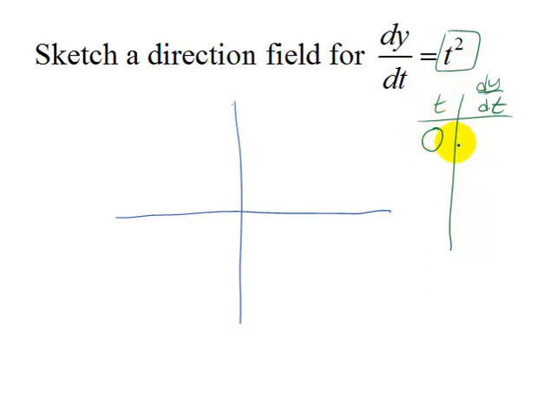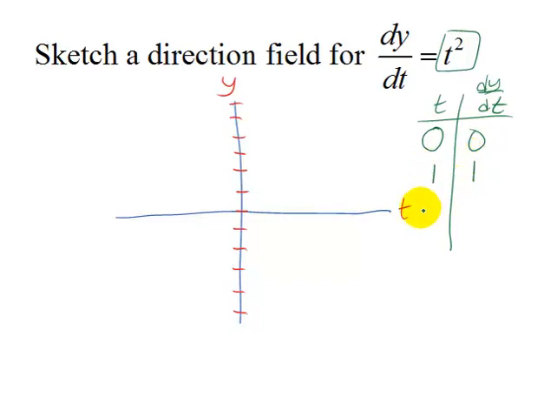So if t equals 0, we get 0. So we can know that anywhere that the t value is 0, which would be anywhere along here, there's going to be a little 0 slope. Okay, and so then let's go ahead and choose, what if t equals 1?